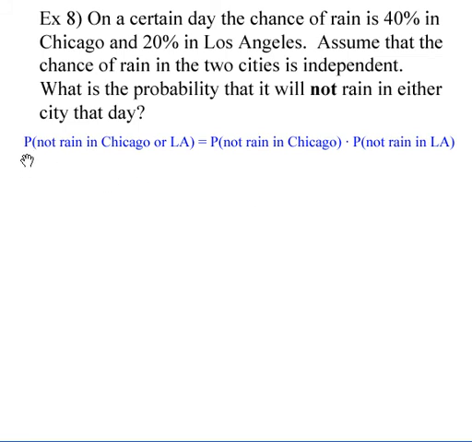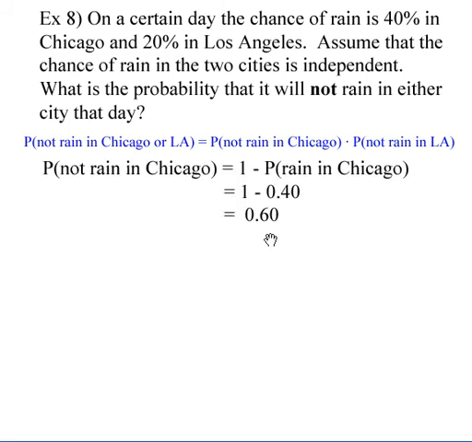All right, so let's write this out in words. The probability of not raining in Chicago or LA is the probability of it not raining in Chicago times the probability of not raining in LA. As we look at that and expand it, let's find out the probability of it not raining in Chicago. They say the probability of it raining in Chicago is 40%.